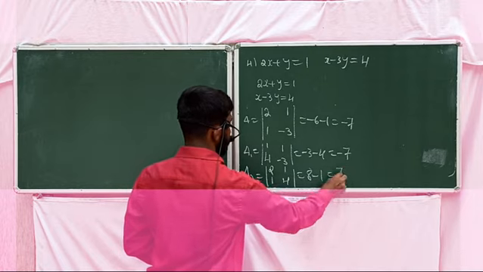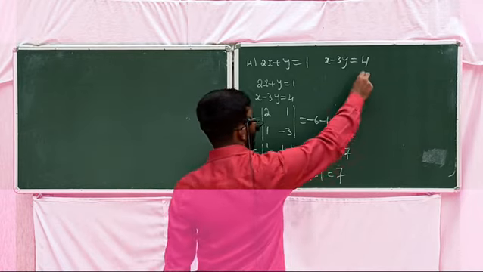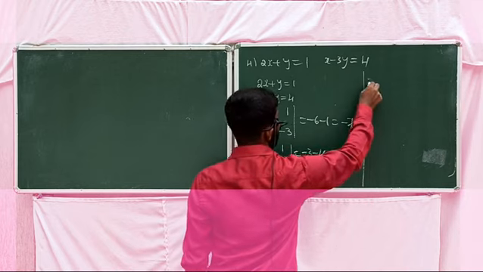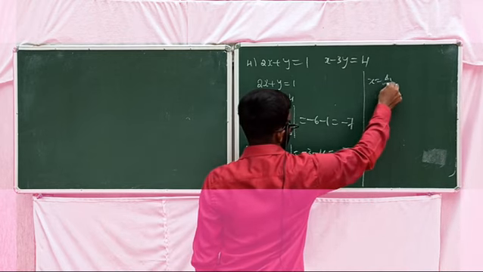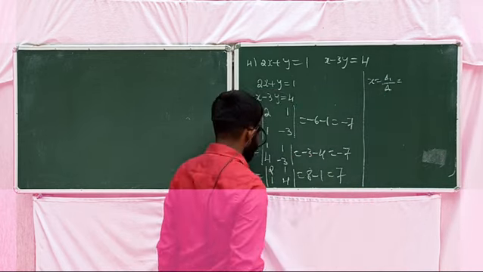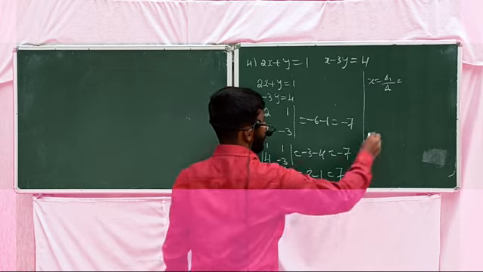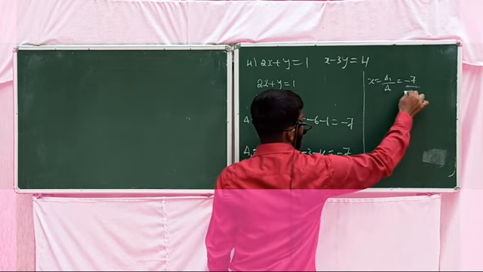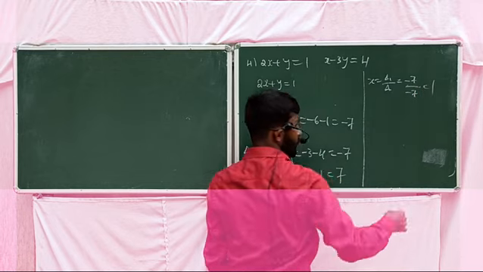It's equal to 7. Then by the formula, x is equal to delta 1 by delta. What is delta 1? Delta 1 value is minus 7. Minus 7 divided by minus 7 equal to 1.